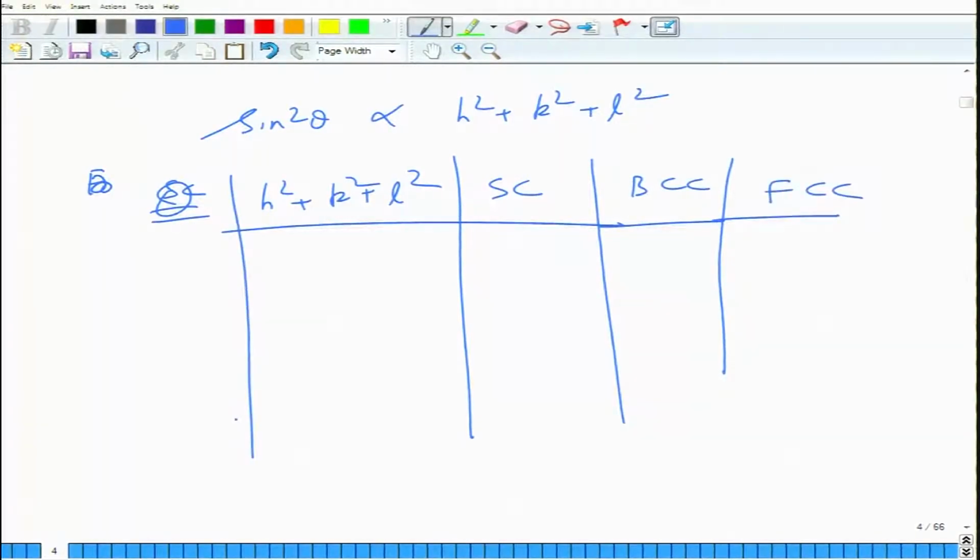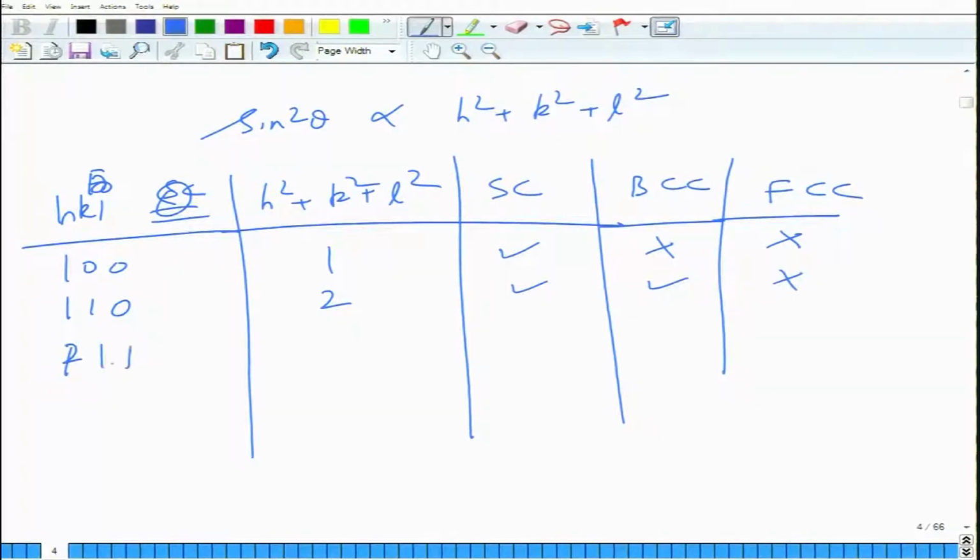So if you look at the HKL planes, if you start with 1 0 0, then h square plus k square plus l square is 1: simple cubic diffracts, BCC does not diffract, FCC does not diffract. When you go to 1 1 0, it is 2: simple cubic diffracts, BCC diffracts, but FCC does not. And for 1 1 1, it is 3: simple cubic diffracts, BCC does not diffract, FCC diffracts.